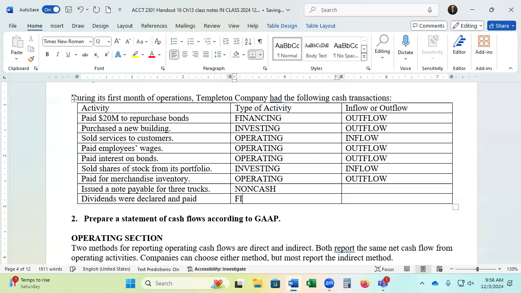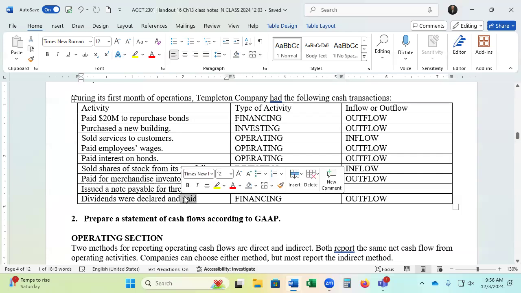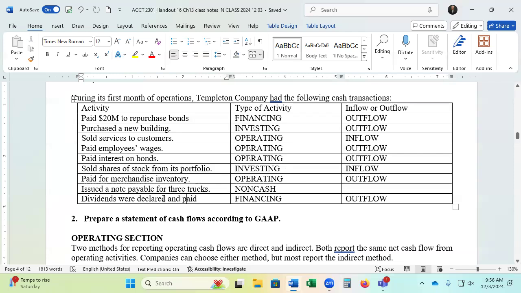Dividends were declared and paid. This is financing. And this is an outflow. Now keep in mind that it has to say that dividends were paid and they can't be stock dividends, because if they're just declared, they don't show up in the cash flows. Any questions?